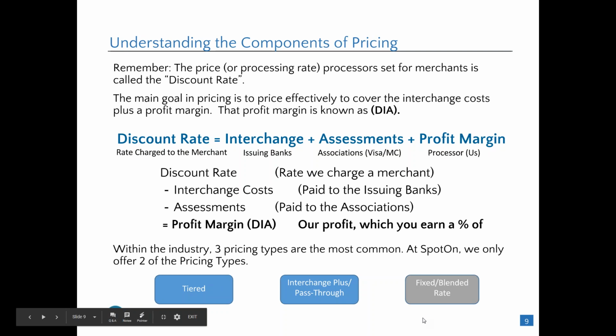There are some processors out there who still offer this pricing. Though it sounds great as a fixed rate, it actually is not. There are other fees that are built in after the fact that really can increase the rate substantially. Because it's not a very transparent way of pricing, and because we are committed to transparency for our merchants, we do not price that way. So when you work with your sales team here, the only two pricing types you will see them provide you with are either tiered or interchange plus, or pass-through.